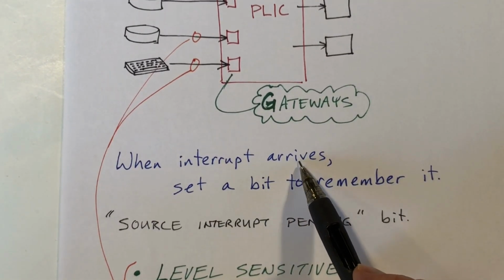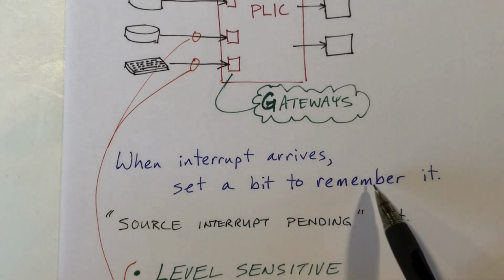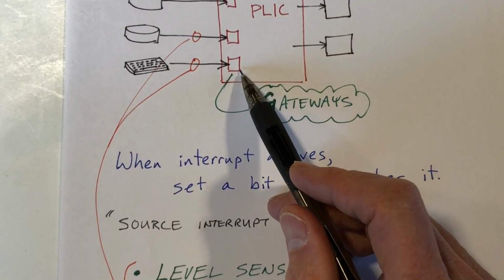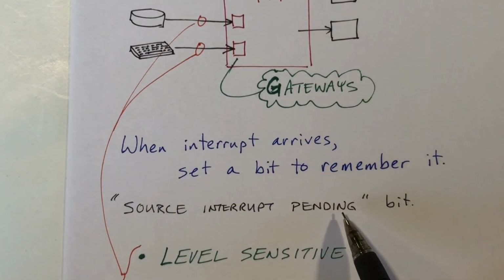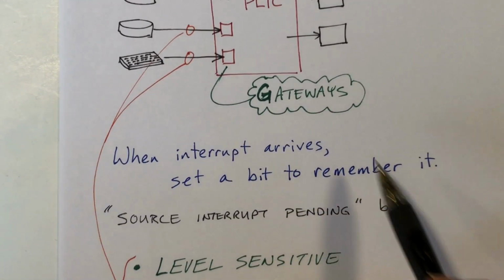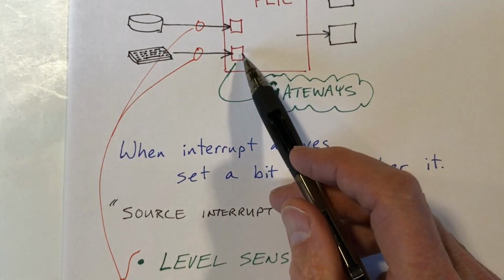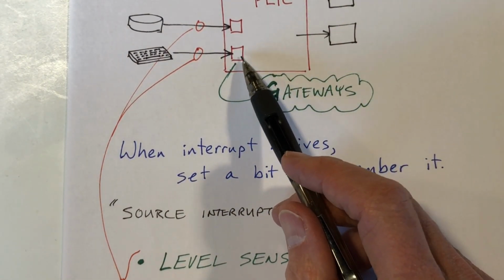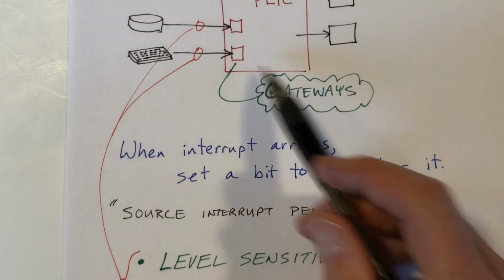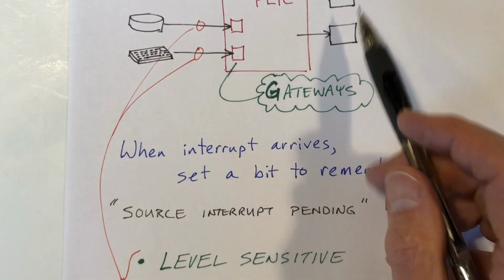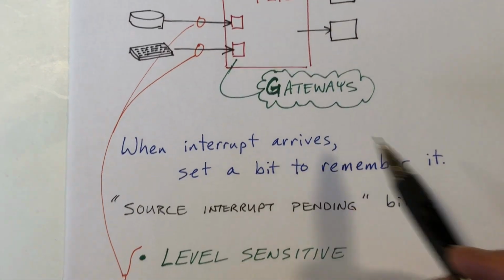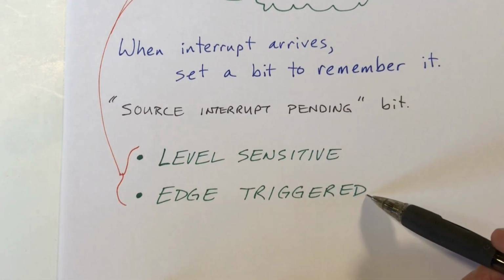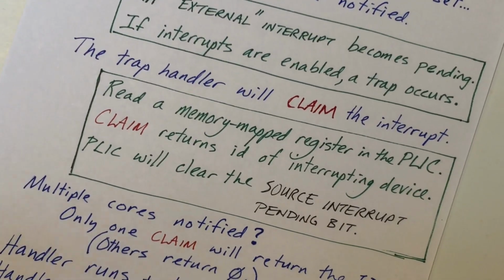When an interrupt arrives, a bit in the gateway is set to remember that that interrupt has happened, and that's called the source interrupt pending bit. And at some point that bit will get cleared, but while the bit is set, it means there is an interrupt pending, and the PLIC will at that point channel it to one or more of the cores. Now the signal coming in can either be level sensitive or edge triggered. Perhaps you already know these terms, but I'll discuss them in a second. But first I want to talk about what happens when an interrupt occurs.